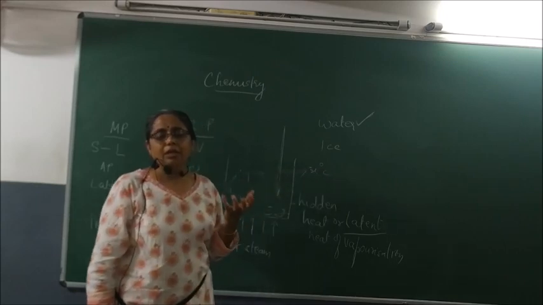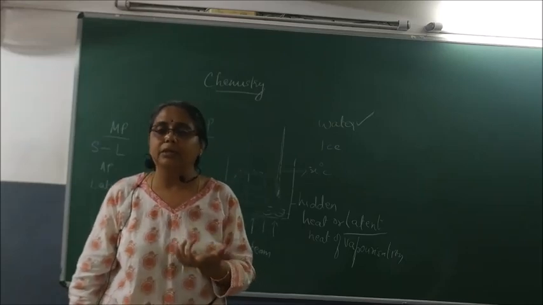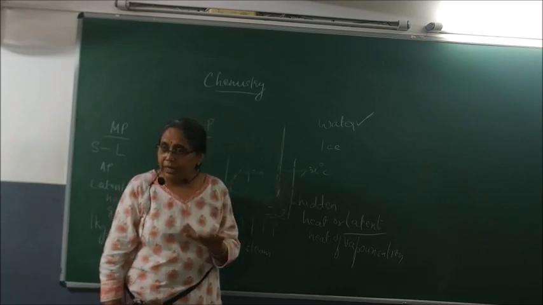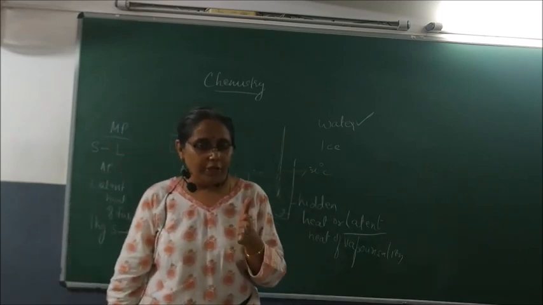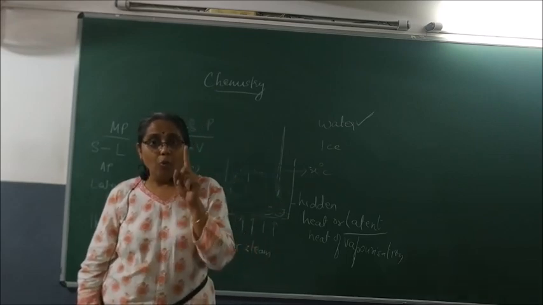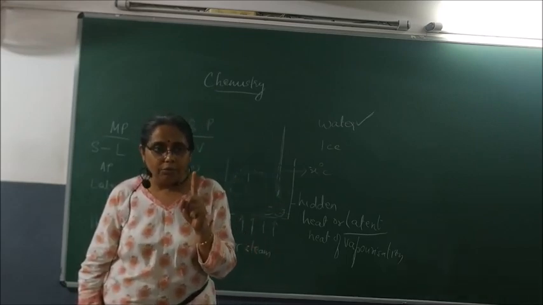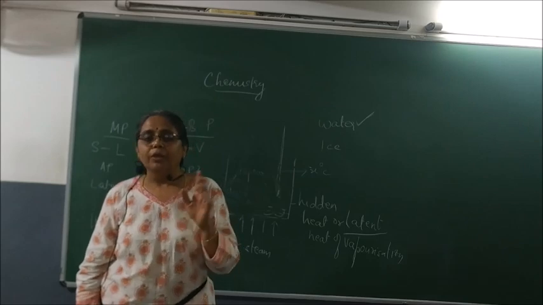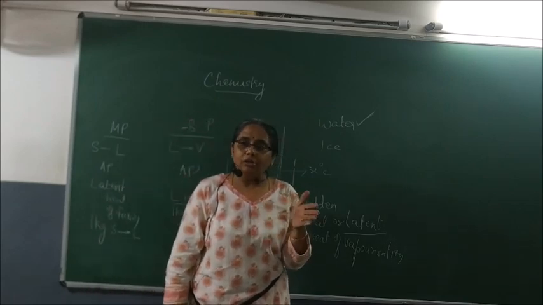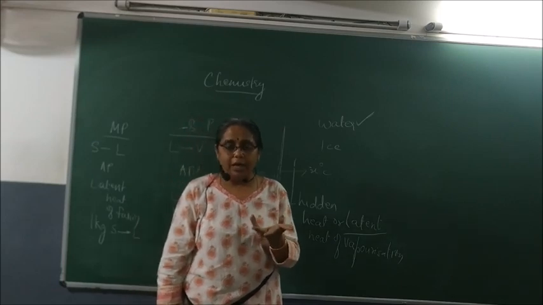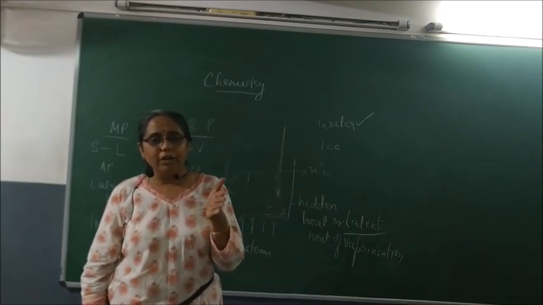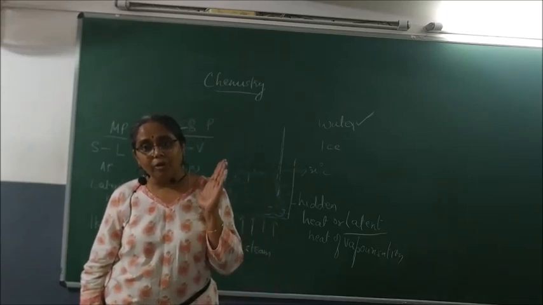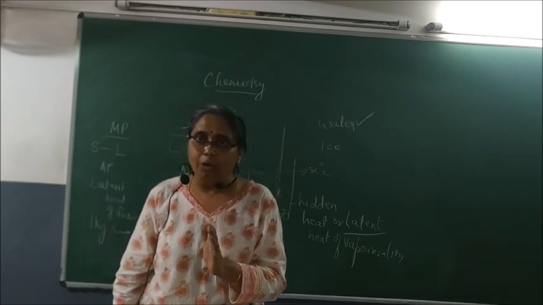So this hidden heat is called what heat? Latent heat. Latent heat of what is it called? Latent heat of fusion. How do I define latent heat of fusion? The amount of heat required to convert 1 kg of solid into liquid at its melting point at atmospheric pressure. When the liquid gets converted to vapor, it is called what? Boiling. So what is boiling point? The temperature at which the liquid gets converted into vapor at atmospheric pressure is called boiling point.